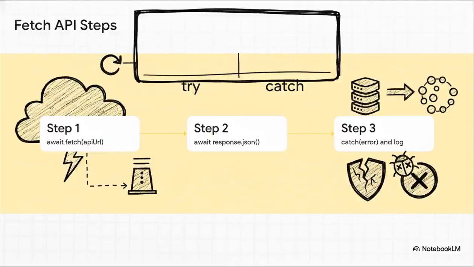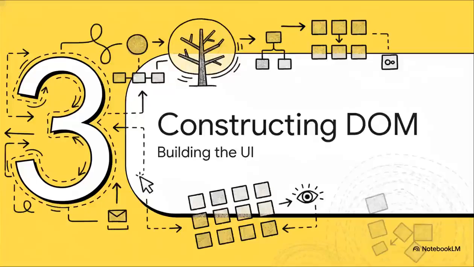We await the fetch to our API URL and subsequently await response.json to parse that incoming payload directly into a workable array of post objects. It's just a really clean, standard async execution flow. Which brings us perfectly to section 3, constructing the DOM.